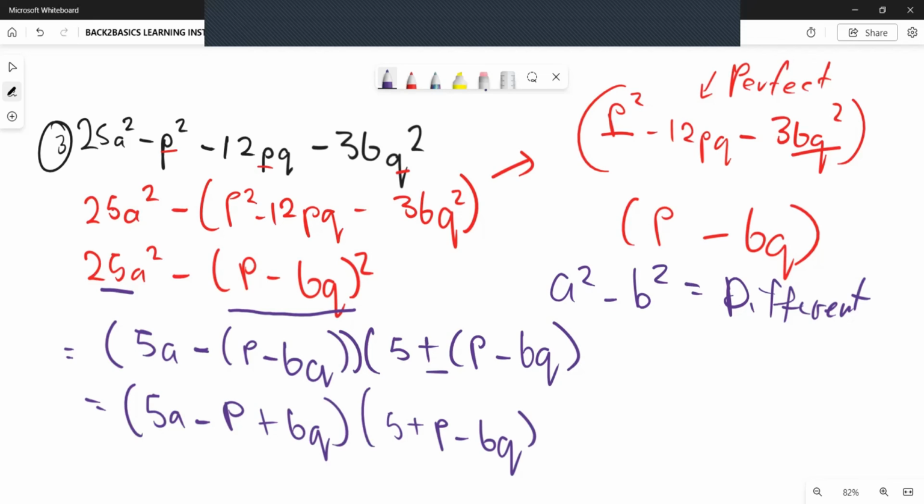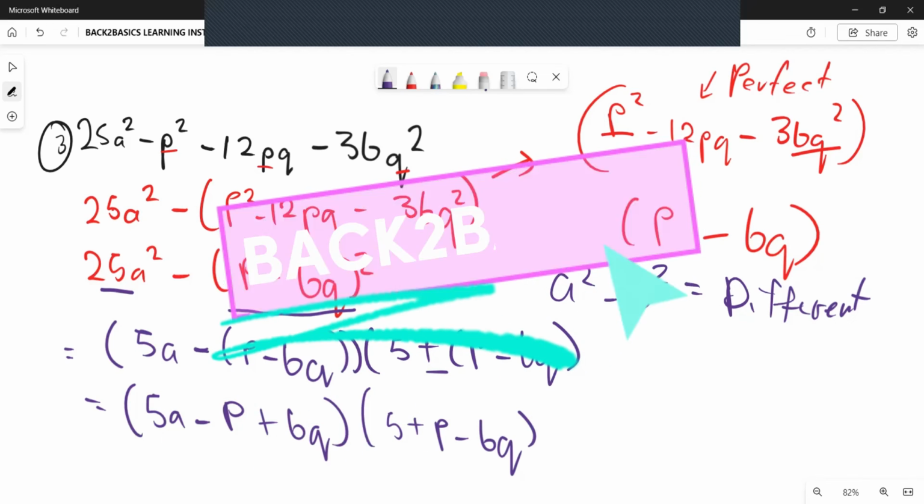So hopefully, you get to understand how we do factorization by grouping, right? So I think we are going to stop here for today.